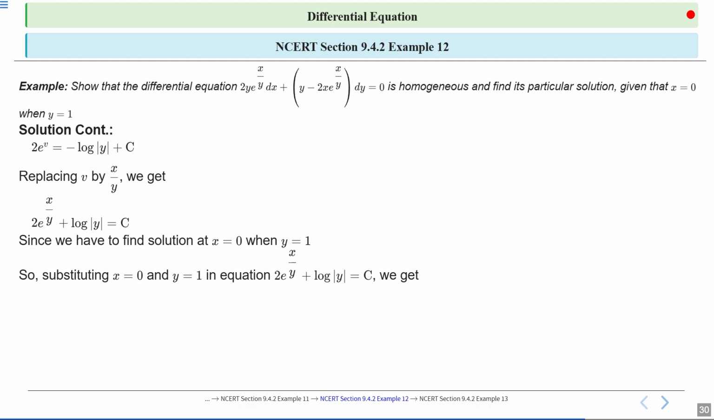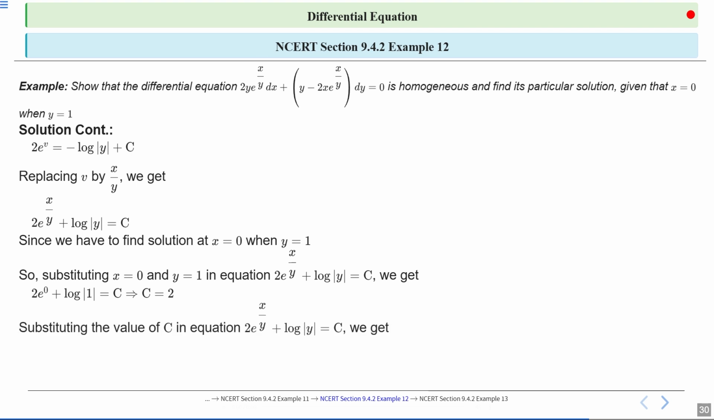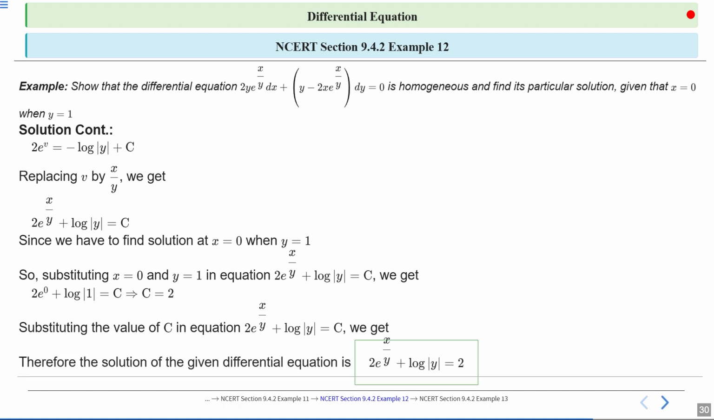this equation. So we get 2 into e to the power 0 plus log mod 1 is equal to c, as the value of log mod 1 is 0 and e to the power 0 is 1. So c is equal to 2. So substituting the value of c in this equation, we get a particular solution of the differential equation, that is 2 into e to the power x by y plus log mod y is equal to 2.